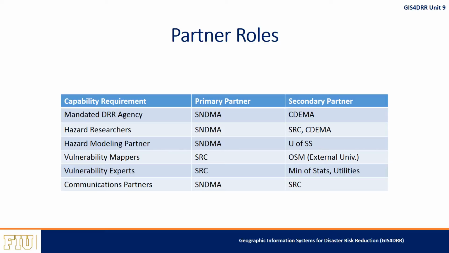And the SNDMA will manage communications as well. There's secondary partners with SEDEMA on the DRR front, the Red Cross and SEDEMA for hazard research, the university for modeling, OpenStreetMaps and external universities for vulnerability mapping, and the Ministry of Statistics and Utilities for vulnerability inventories.